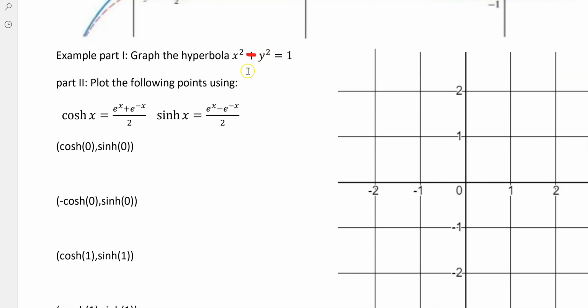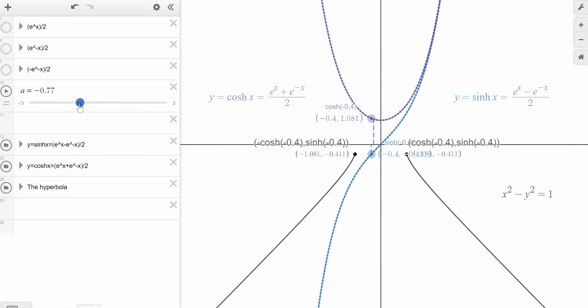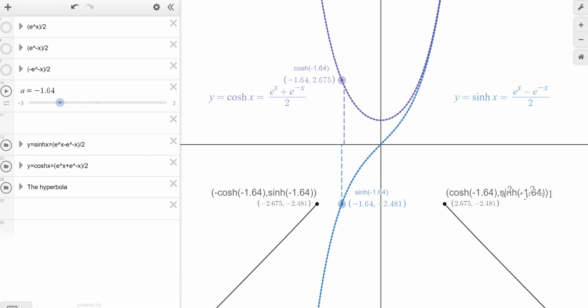I put plus there, that's a circle. Hyperbolas are minus. You can see it here, it's minus. But yeah, that's all it is. So this is why they're called hyperbolic functions.